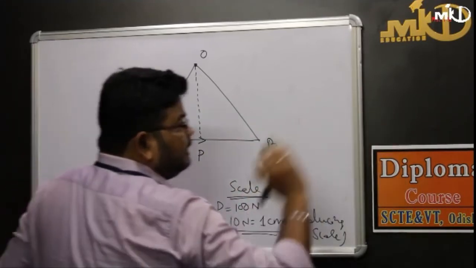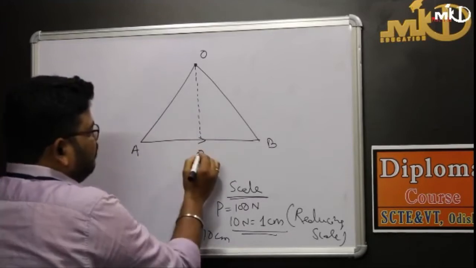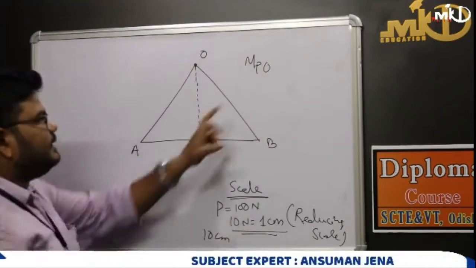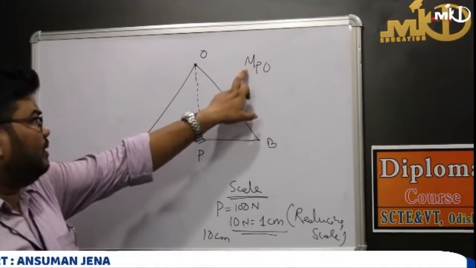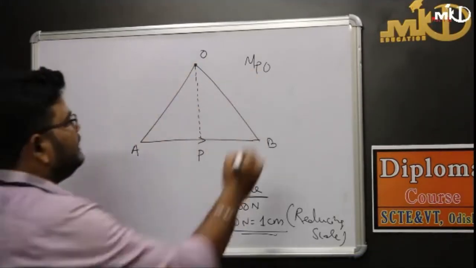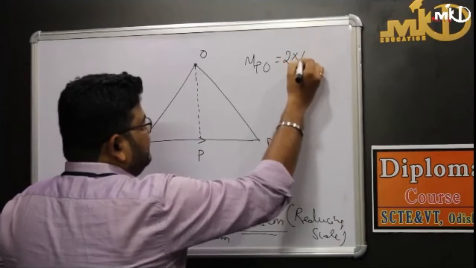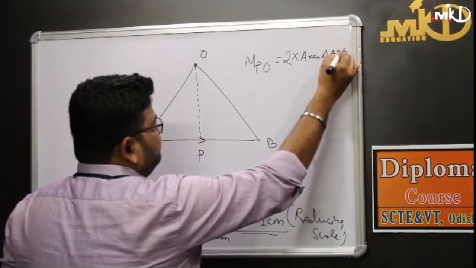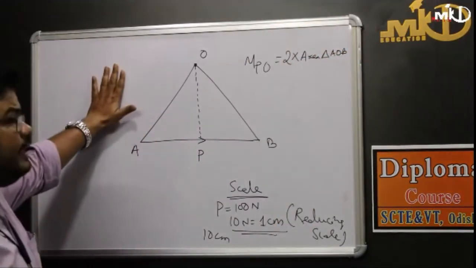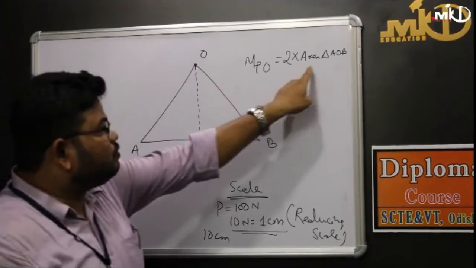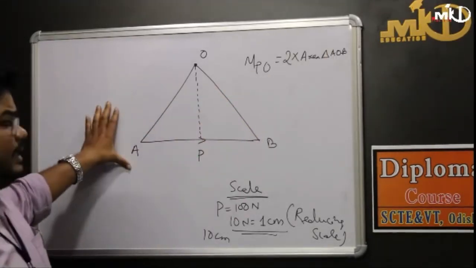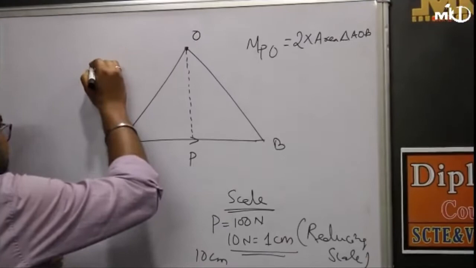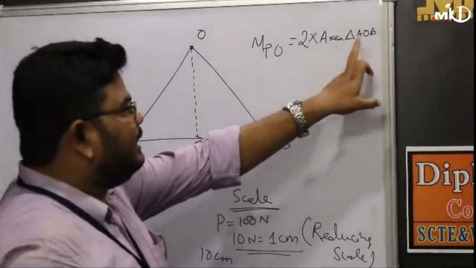Now according to the geometrical representation of moment, the moment of force P about point O, which I am representing here as M_PO, is equal to 2 times the area of the triangle AOB. This is a very important thing to understand: why this is 2 into AOB. In many of the books this concept is not given properly. So first let us try to understand why it is twice the area of AOB.